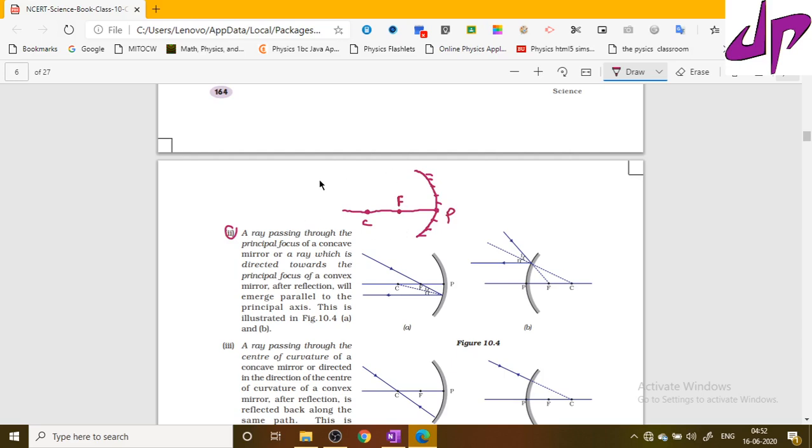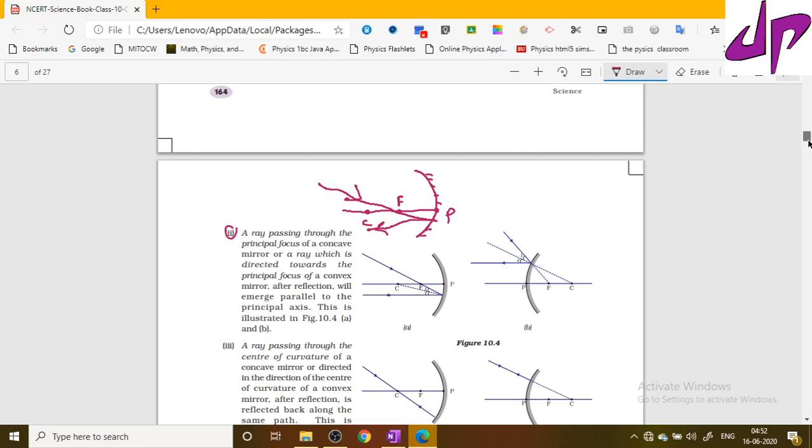Now a ray which is passing through the focus, after reflection, is parallel to the principal axis. One thing please keep in mind: these rays should not be bent. Here, in the digital drawing, it comes out like that, but they are supposed to be perfectly straight lines. Otherwise there is no meaning of the rectilinear propagation of light.